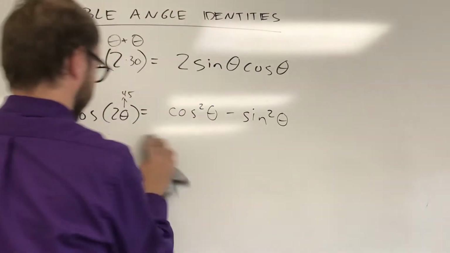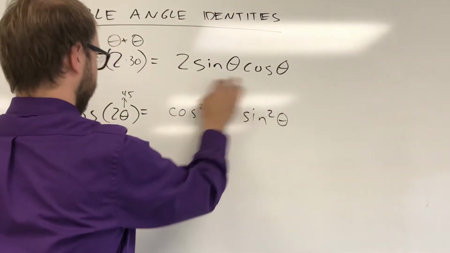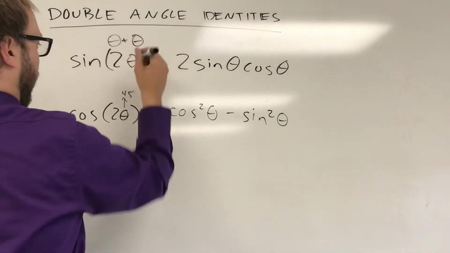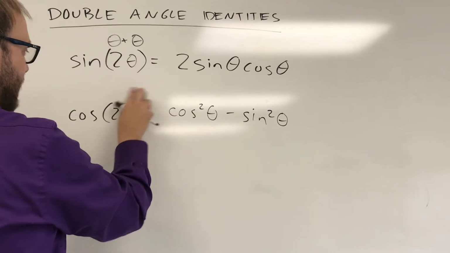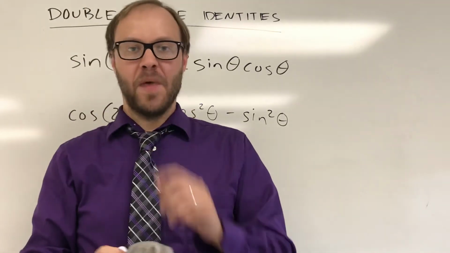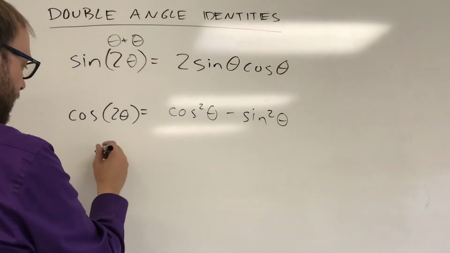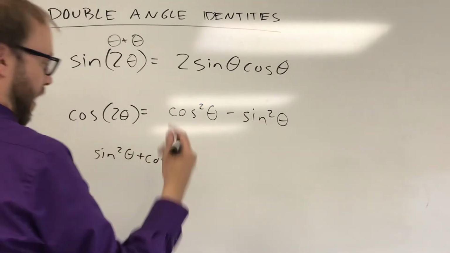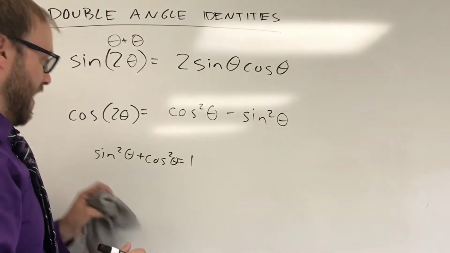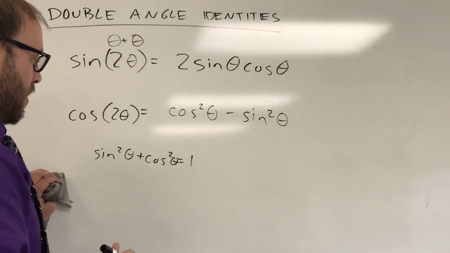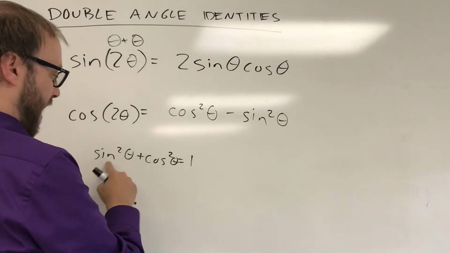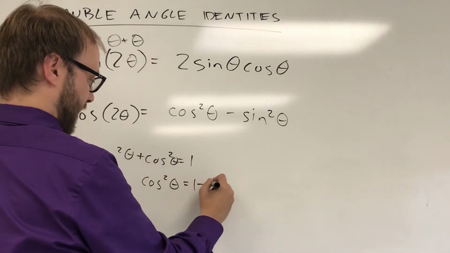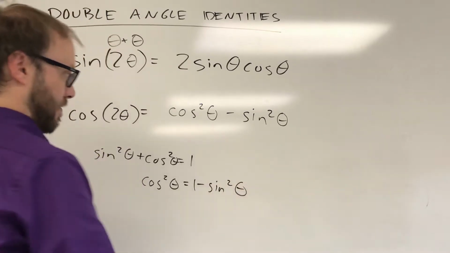Now, there are other variations of this one. This is pretty much the standard you're going to see for sine of 2 theta at all times. For cosine of 2 theta, there are actually different variations, and here's why. Remember that sine squared of theta plus cosine squared of theta is equal to 1. So that means, for example, cosine squared of theta, if I subtract sine squared of theta from both sides, is the same thing as 1 minus sine squared of theta.